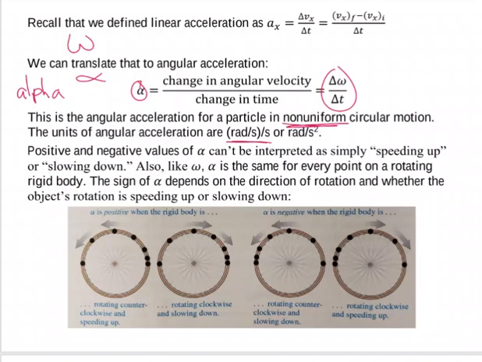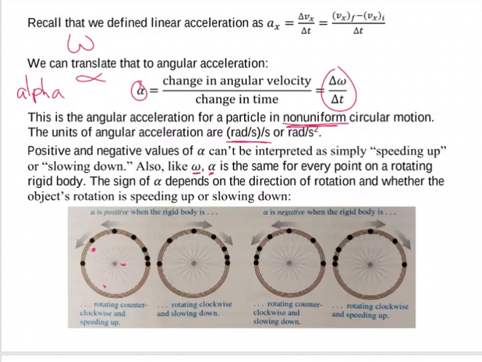Positive and negative values of alpha, angular acceleration, can't be interpreted as simply speeding up or slowing down. This is like when we were dealing with linear acceleration, because we need to know what direction the thing is going, which means in this case with angular, we need to know what direction the thing is turning. Like omega, alpha is the same for every point on a rotating rigid body. So alpha for this point will be the same as alpha for this point and so on, because the wheel has to stay together.